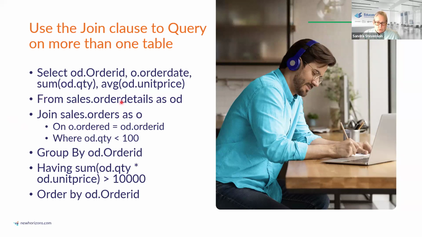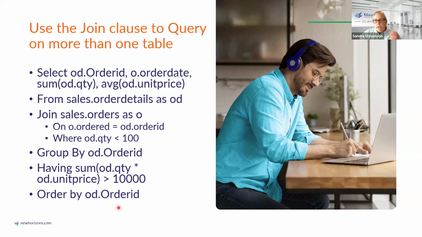So the order details table, I'm aliasing as OD. The orders table is being aliased as O. And then I put those in front of the columns as well, because now really the table is going to be known as O or OD for the purpose of the query. So I'm joining my tables. I'm still saying where that quantity is less than 100, grouping by the order ID. Again, looking at that sum of quantity times unit price greater than 10,000, and sorting by order ID. So this is going to allow me to capture the orders and the details of a specific order.